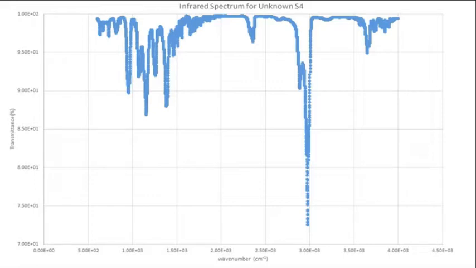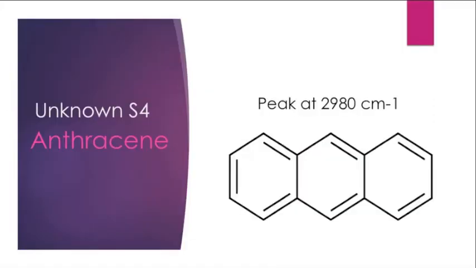The outside factor most likely slowed down the frequency, therefore making the wave number less than expected. This outside factor was most likely due to some type of background noise. The peaks do not perfectly match any of the unknowns, but the most likely choice was anthracene.